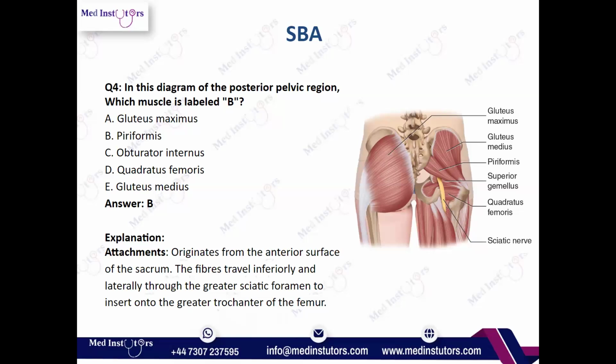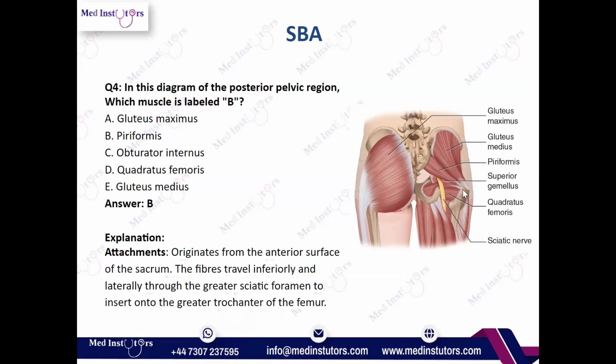Whenever you get any SBA on the attachments of the piriformis muscle, if you want to arrange them in order, the first thing is the anterior surface of the sacrum. Don't confuse, it is not posterior, it is not lateral, it is not medial. It is the anterior surface of the sacrum. The second keyword is the greater sciatic foramen, and the third keyword is the greater trochanter of the femur. Now you can see here, it originates from the anterior surface of the sacrum, then passes through the greater sciatic foramen and inserts into the greater trochanter of the femur.